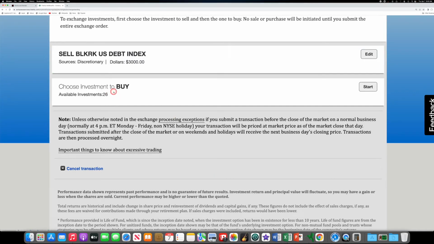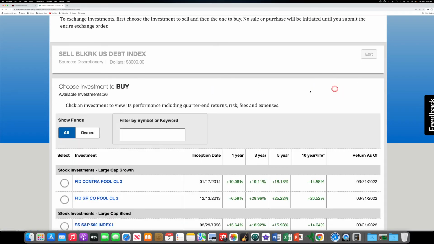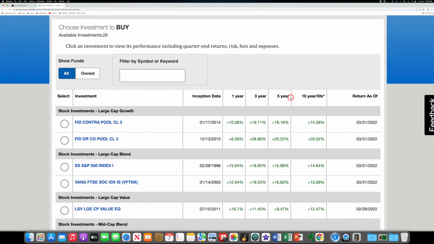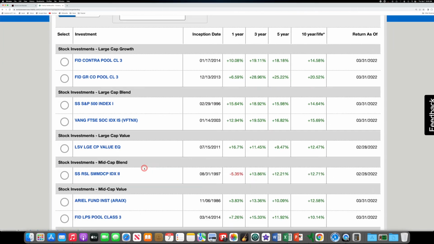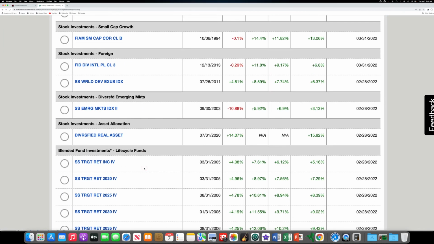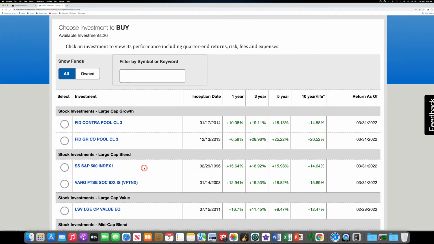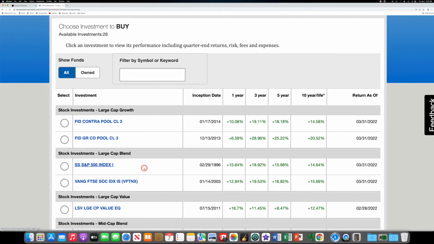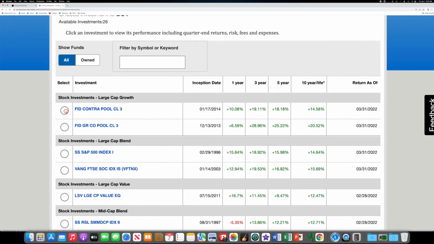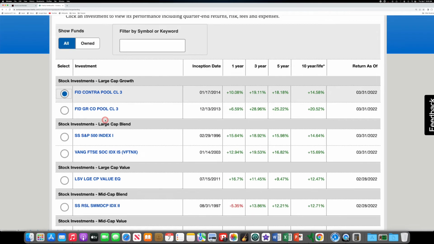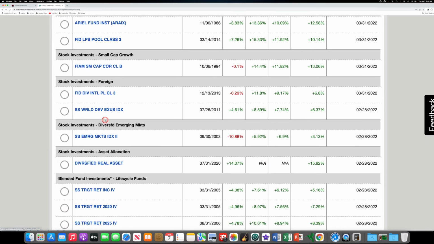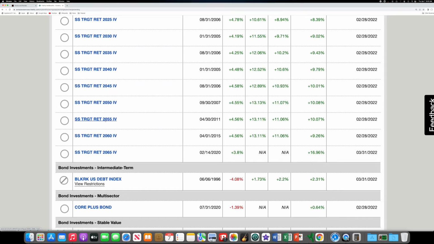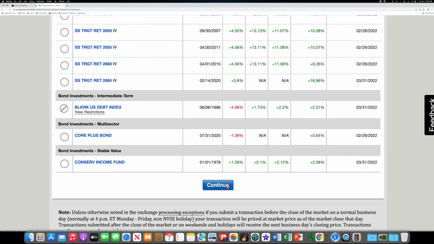Choose investment to buy. Start. Now here are all the investments in my GM 401k. Again, this is just an example, so I'm going to pick this one. And then you scroll down and you do continue.